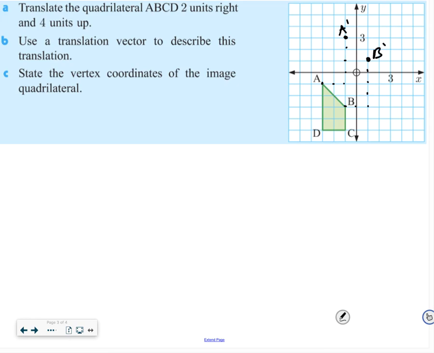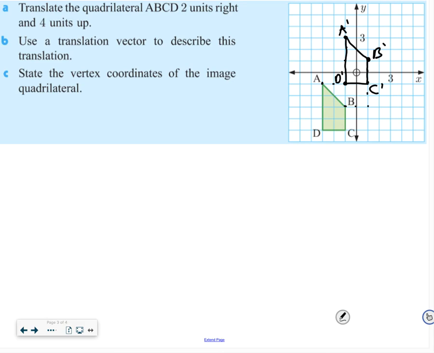Okay, so I can do that for every point, or I can just recognize my shape as being a trapezoid. Okay, and because it preserves the same size and shape, I can see that A to D is 4 long. 2, 4. So I know that this point here is going to be D primed. And I can also go over 2 here, and this is going to be C primed. Okay, and if I connect the dots, there is my image of my original object.